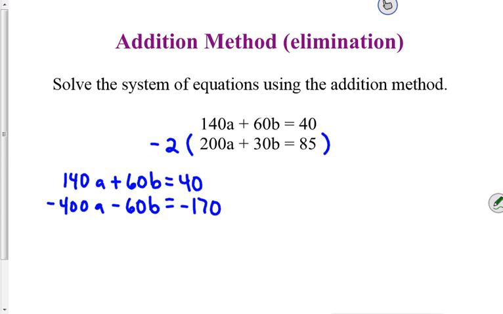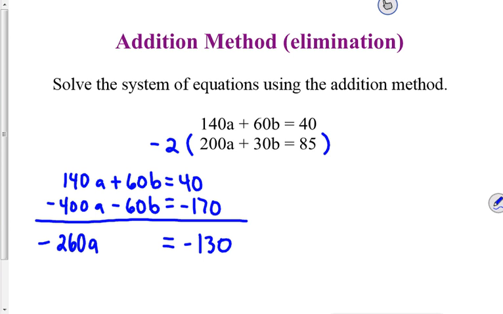Now, I'm ready to eliminate my b's. They have the same coefficient with opposite signs. So I'm going to add my two equations together. 140a minus 400a is going to be -260a. My b's are gone, right? So don't even write a b. Some students make the mistake of saying plus b as if the 0 is plus b. But they're absolutely gone, so I don't even write that there. And then finally, 40 minus 170 is -130.